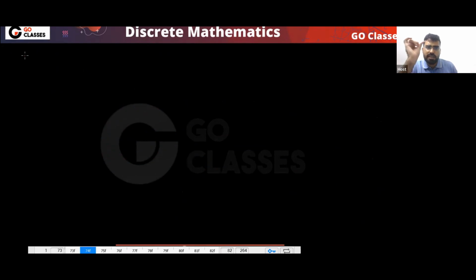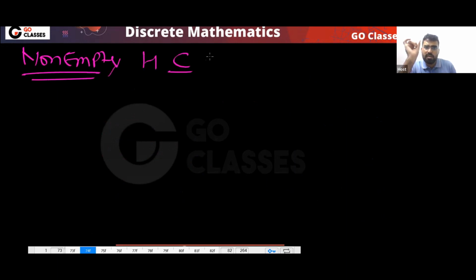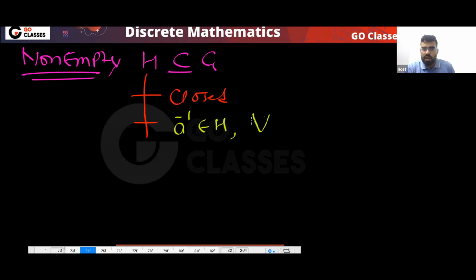See, you are saying that you have a non-empty subset. You have a non-empty H, which is a subset of G. And you are saying that H has two properties. It has the closure property, so it is closed. And for all A in H, A inverse exists. Okay, A inverse is here.